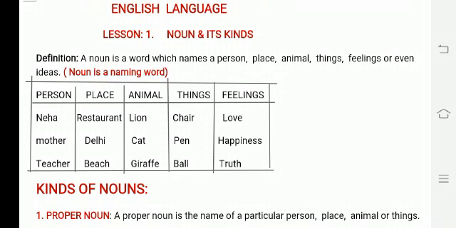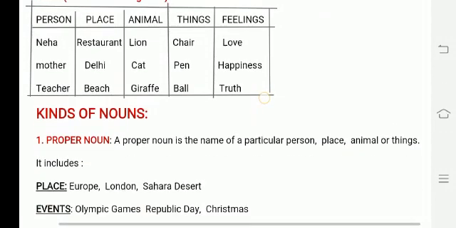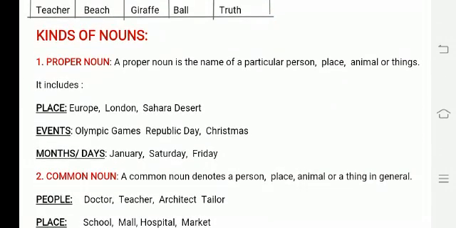Now let's move on. Learn about the different kinds of nouns. We have different kinds of nouns. The first one is proper noun. A proper noun is a name of a particular person, place, animal, or things.